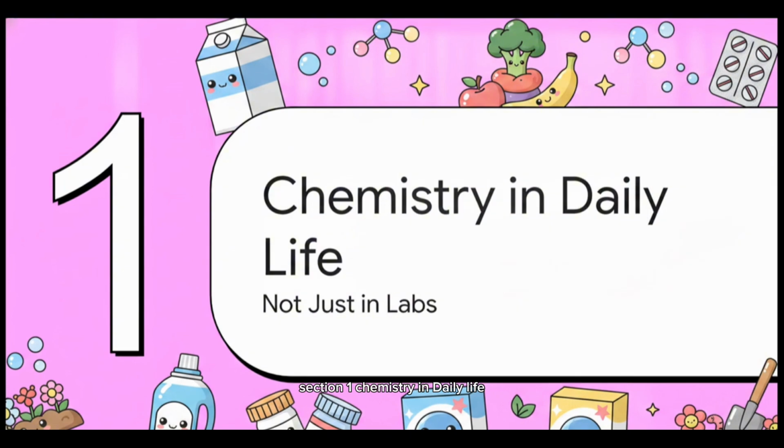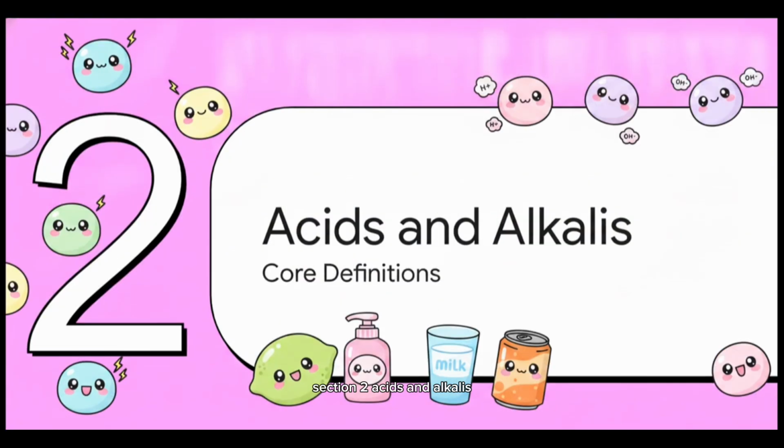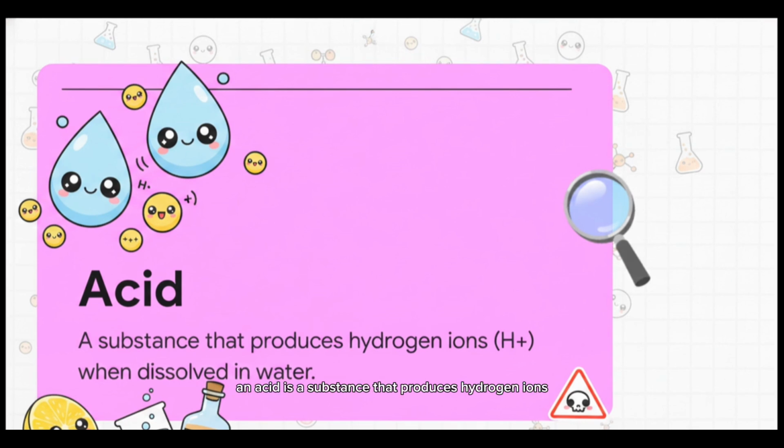Section 1. Chemistry in daily life. Section 2. Acids and alkalis, the core definitions. Okay, so in strict chemistry terms, an acid is a substance that produces hydrogen ions, which we represent as H+, whenever it's dissolved in water. It's actually that exact production of hydrogen ions that gives an acid its unique properties.